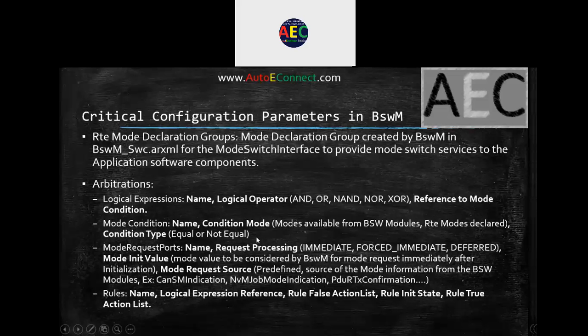Here we have two possibilities. We can do the condition check as equal or not equal. So when the received request mode is equal to my configured mode, this can be one type of check. Or when the received request mode is not equal to the pre-configured mode, again you can perform the true and false operations for this logical expression. Okay, so for the logical expression, we have configured the name and the logical operator, we have combined the checks using the logical operators, and then we have also given a reference to the mode condition against which we want to check. And for the mode condition, we have seen what all we will be configuring.